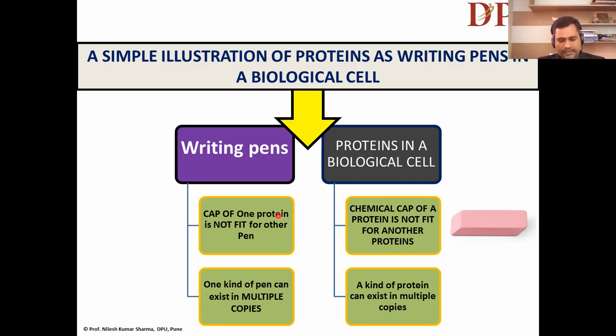Another very interesting point, and it is my responsibility to explain here: in a biological cell, or even in nature, if you look at writing pens, one writing pen of the same design can exist in multiple copies. Look here, two copies, or it can be billions. Likewise, in our biological cell system, one protein of unique design or chemistry can exist in multiple copies, and that depends upon the type of the protein.